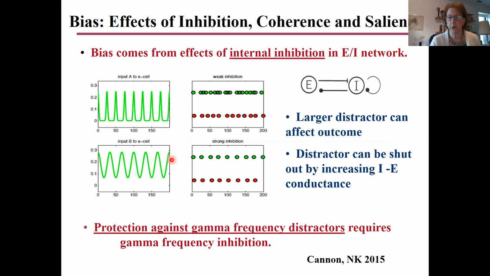So this is just illustrating what's happening here. We start with an input that's the same as the gamma input we had before, and now we have a huge other one, a huge distractor. Its average is even larger than this. Its amplitude is very high, and not wholly surprising, there is an effect on the output. You see, it's very different from the output we had before. So this one is making its mark.